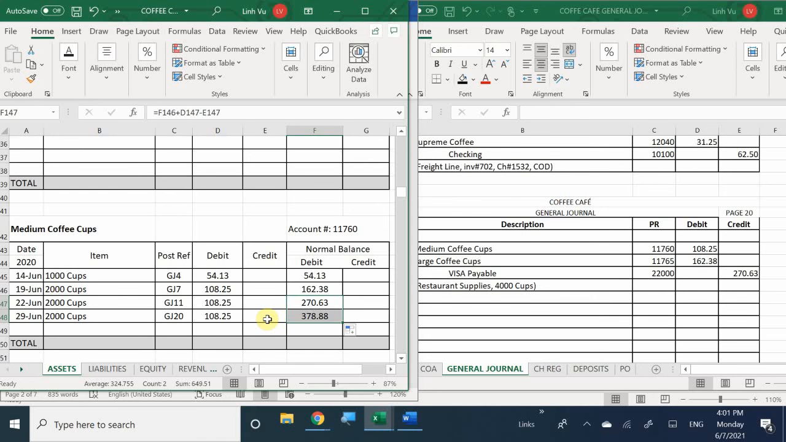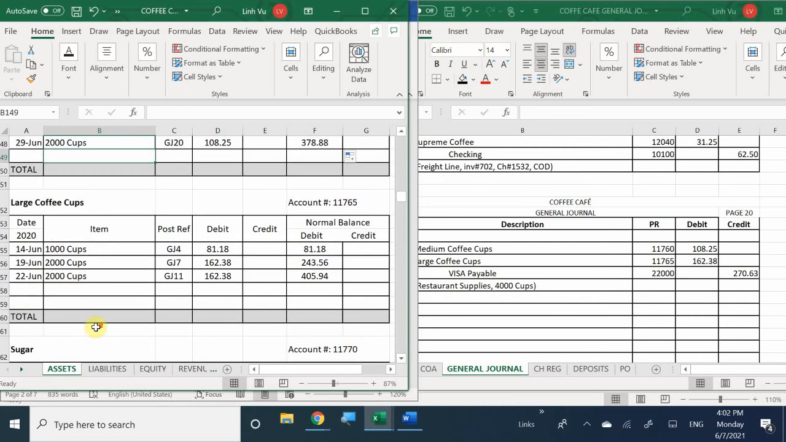Okay, then we'll get on the large coffee cups. 6/29. Purchase 2,000 cups. GJ20. 162.38 for a balance of 568.32. Five, six, eight, thirty-two. Perfect.